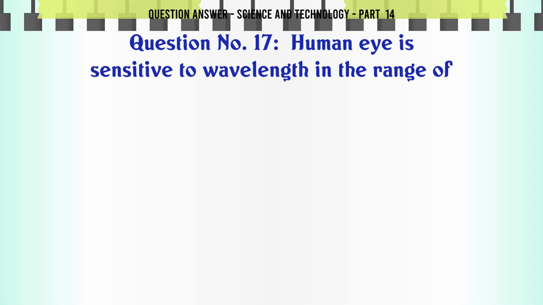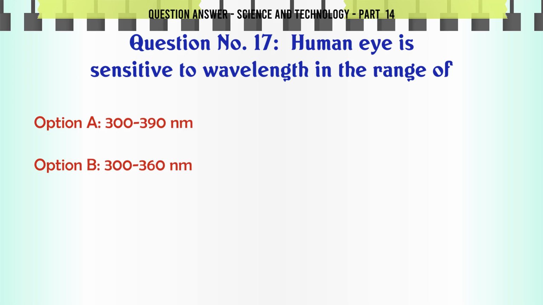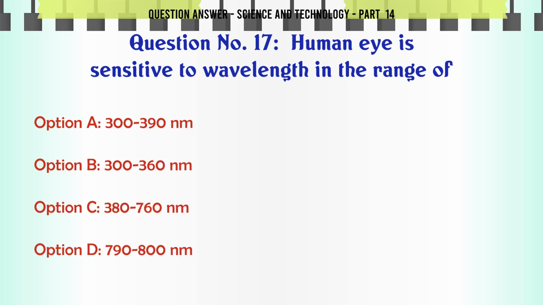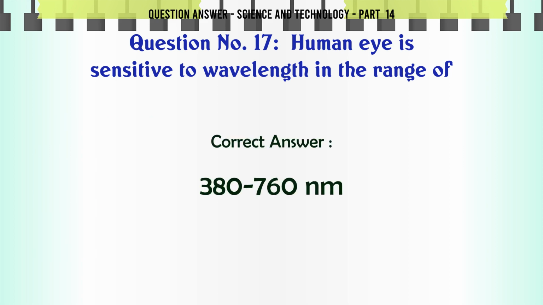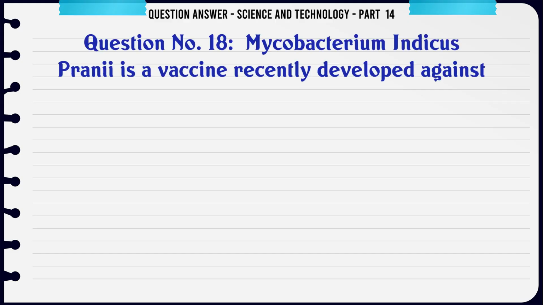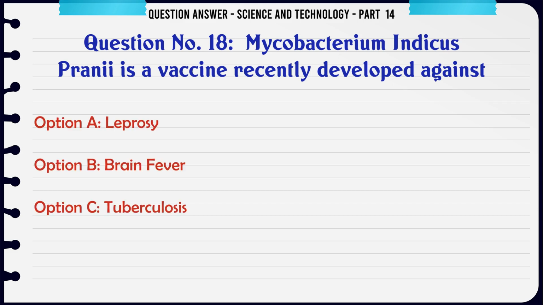Human eye is sensitive to wavelength in the range of A. 300 to 390 nm. B. 300 to 360 nm. C. 380 to 760 nm. D. 790 to 800 nm. The correct answer is 380 to 760 nm.